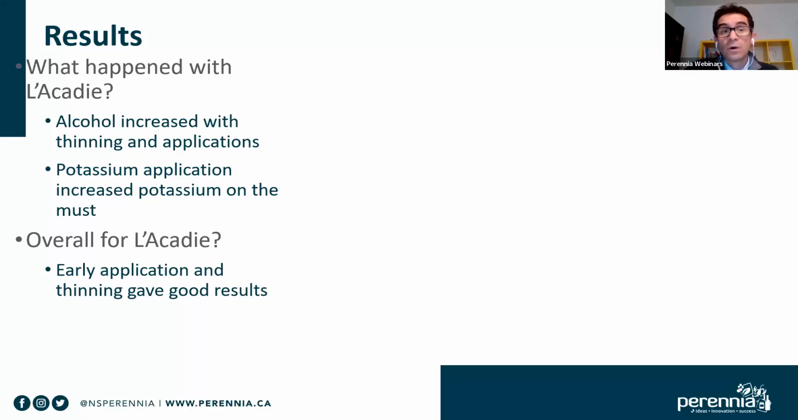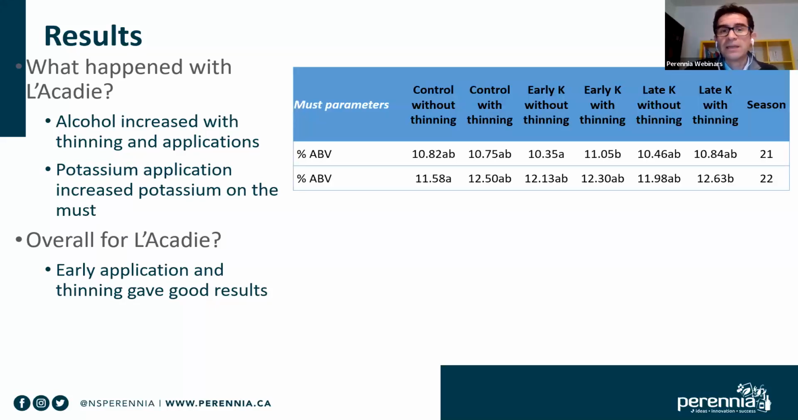So the alcohol increased with thinning and applications. This is the percentage of alcohol for 21 and 22. You can see how the levels increase in the treatments with early potassium with thinning, and we even have statistical differences with the other treatments. That was also repeated in 2022. And if you pay attention, even the late potassium with thinning presented some increase of alcohol.